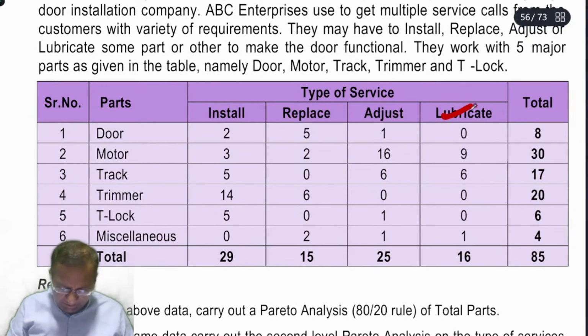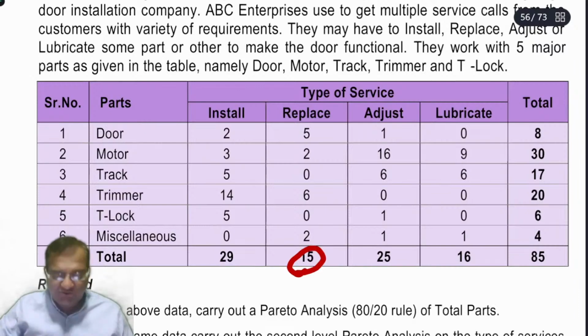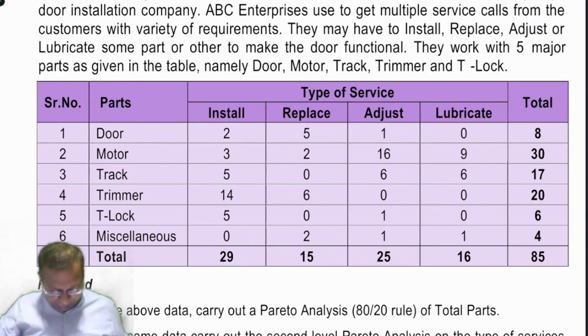If the customer wants the installation service, then 2 doors are required, 3 motors are required, 5 tracks are required, 14 trimmers are required, 5 T-locks are required. A total of 29 parts are required if installation service is done. If replacement service is done, then 15 types of parts are required. So these are the details given to you.